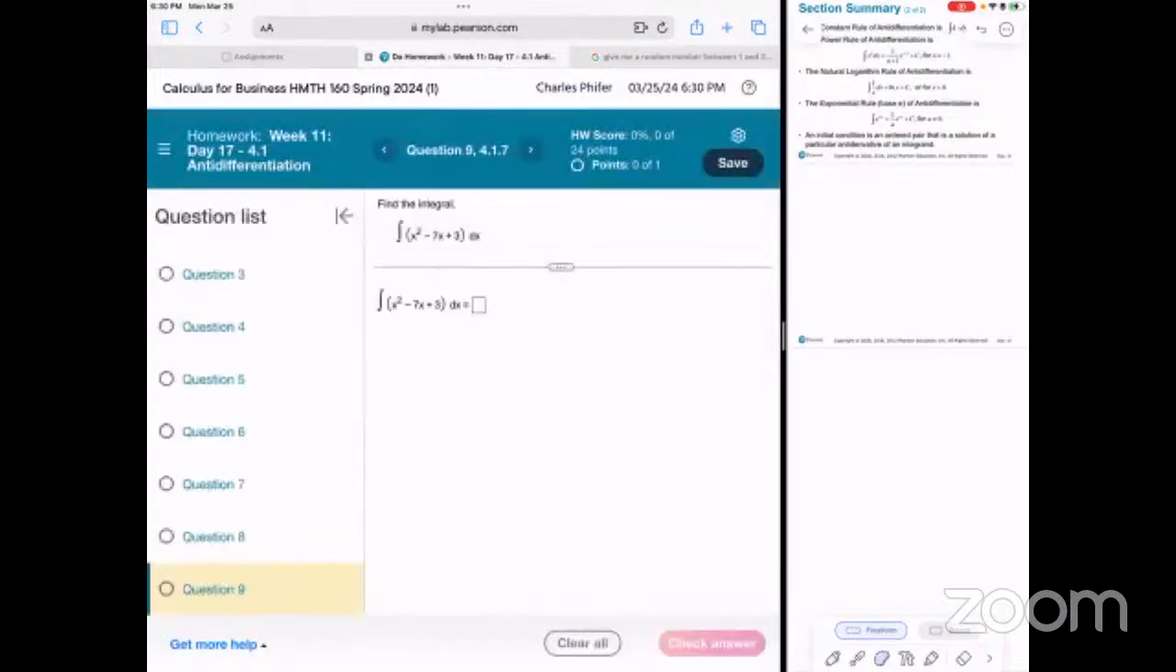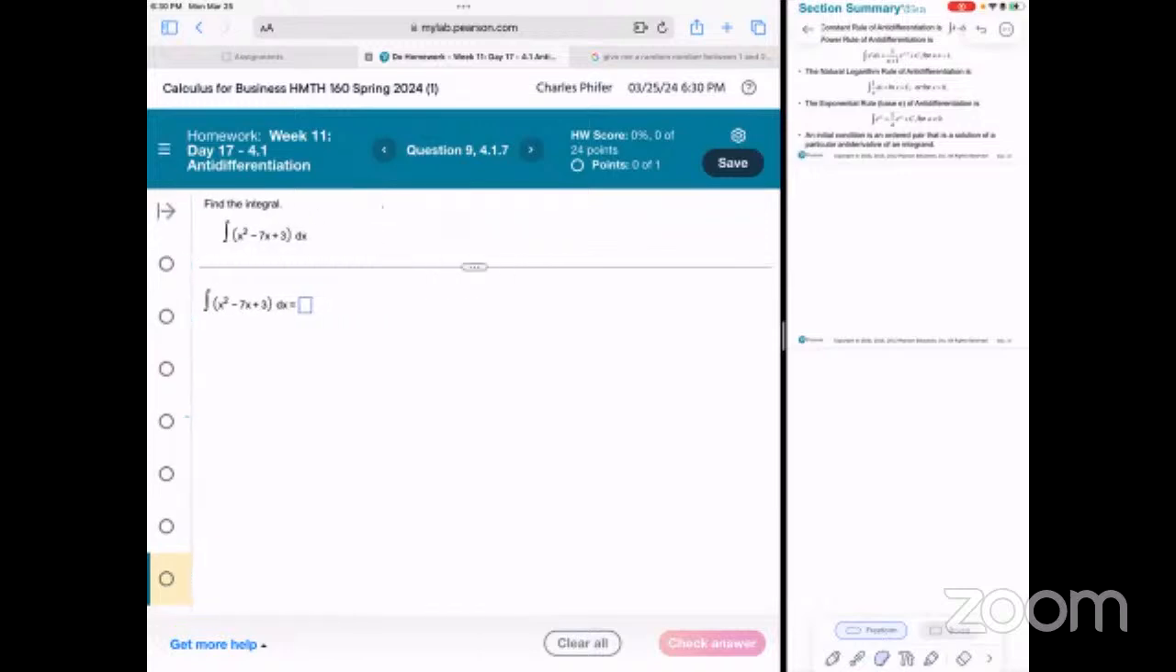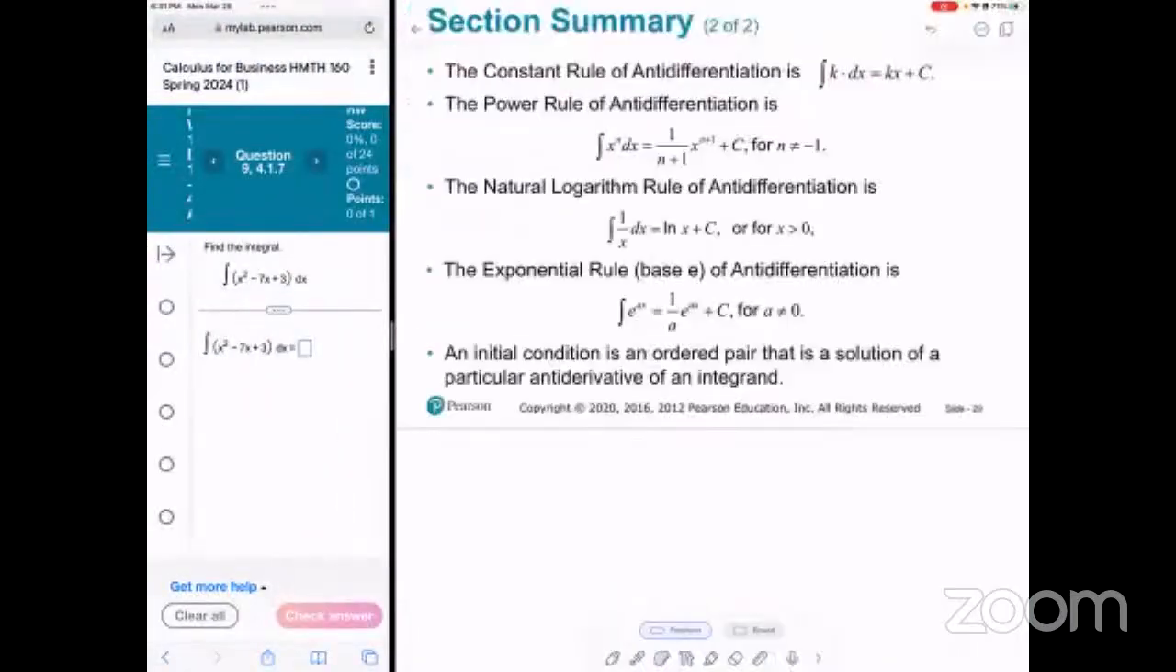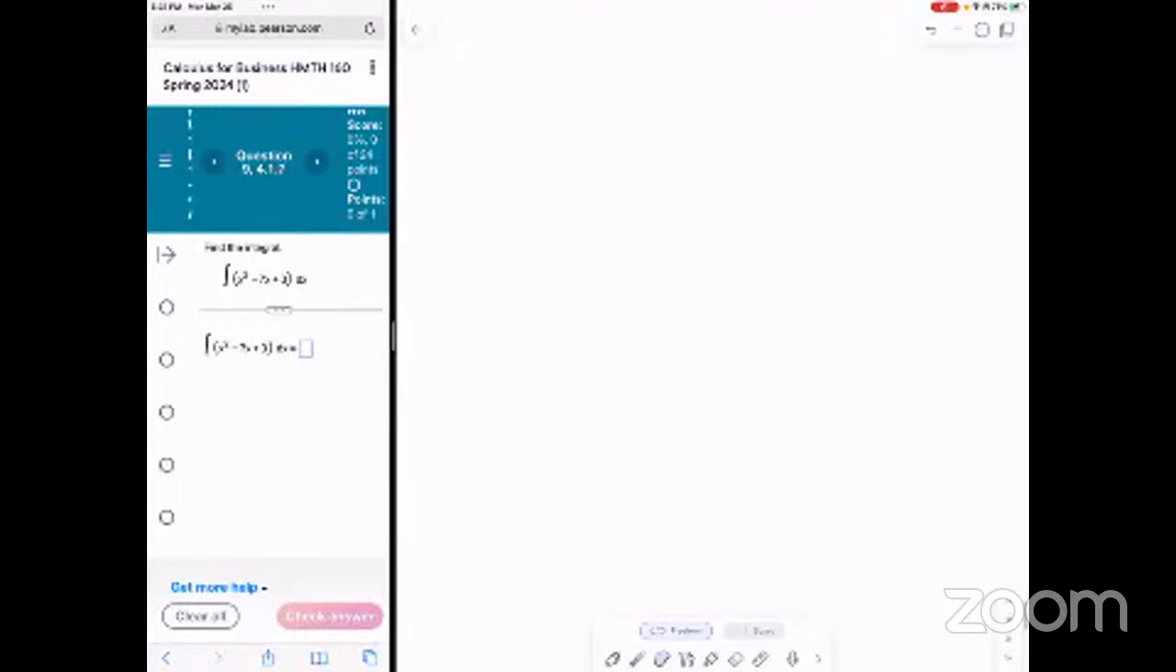Okay. So we're asked to find the integral. I'm going to shrink this down to about this size. That's decent. And this is question 9. This comes from section 4.1, question 7.